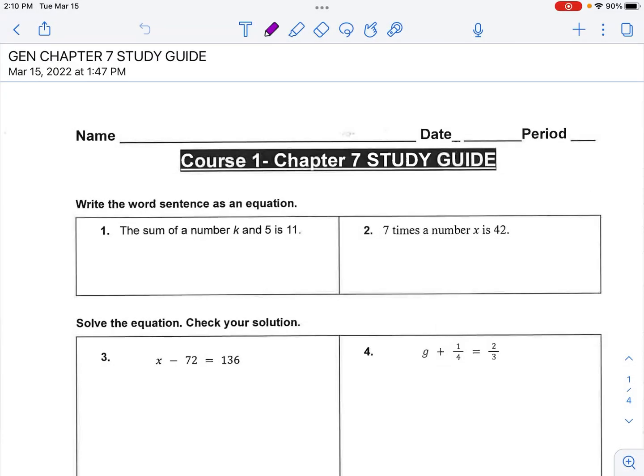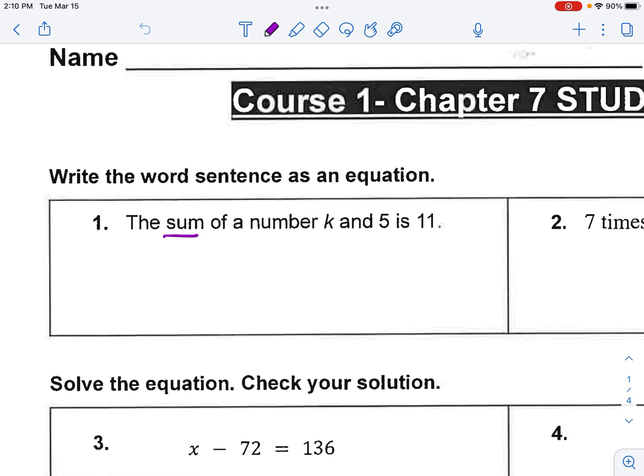Hello. Today we are going to go over the study guide answers for chapter 7. Numbers 1 and 2, we are to write the word sentence as an equation. So remember, sum means addition. So we're finding the sum of the number k and 5, so k plus 5. Remember that word is means equals 11.